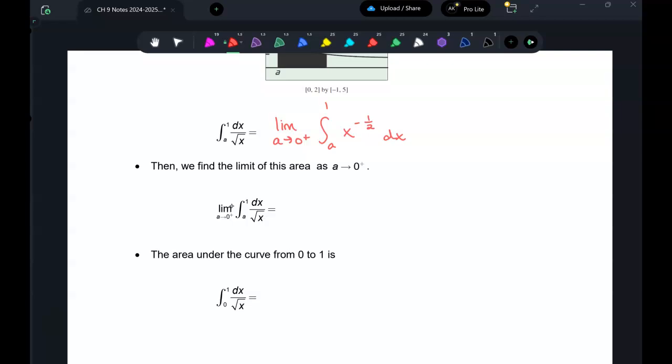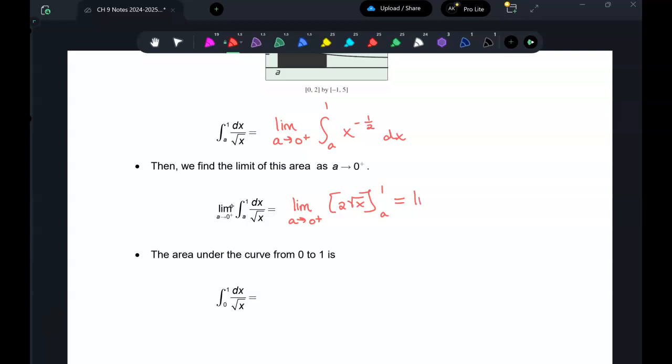We're good with that? Does that make sense? Why you want to approach from the right. Okay, so here, what is the integral? That's going to be, wait, that's the wrong one, you're going the wrong way. It's 2 root x. One half, so 2 root x, evaluated from a to 1.